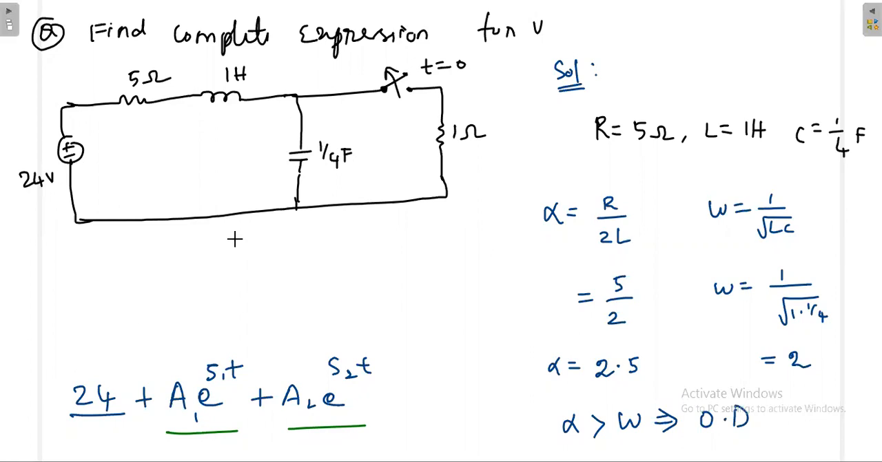So once you measure the voltage across the capacitor, here V means the voltage across the capacitor.